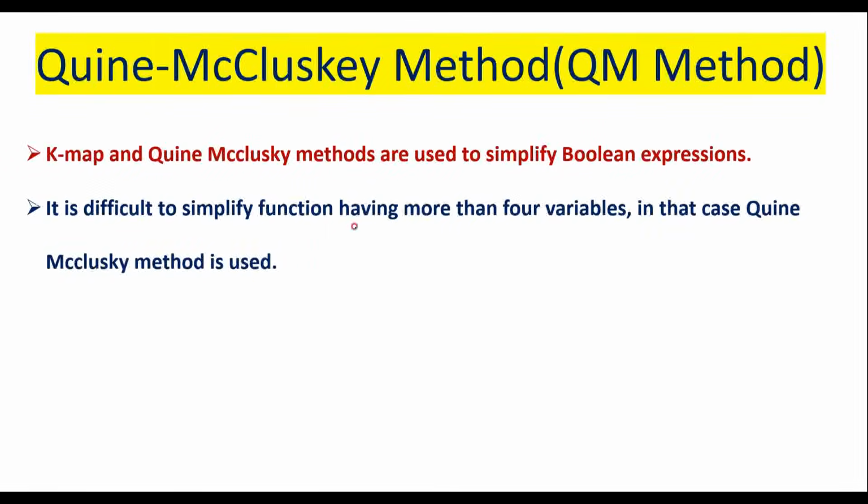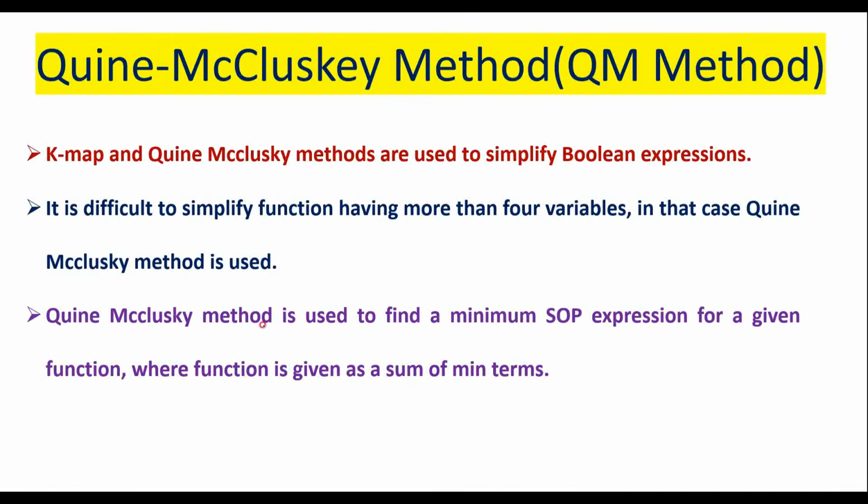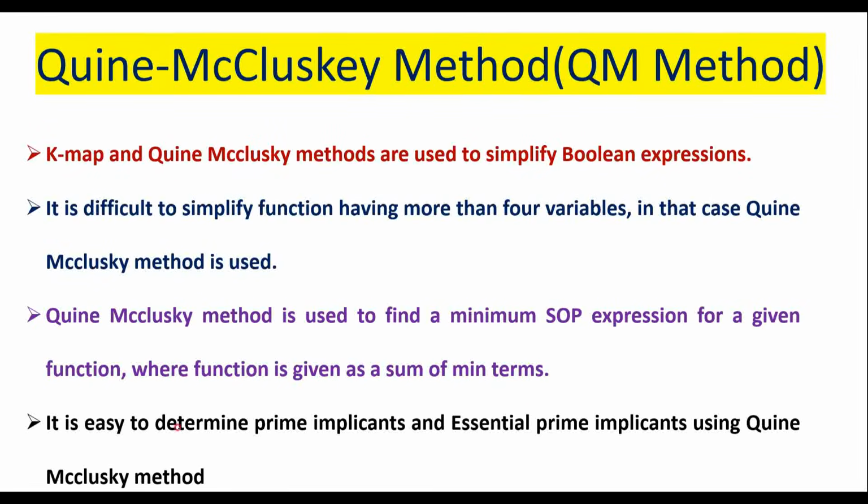If the number of variables is more than 4, then it is very difficult to simplify the function using K-map. In that case, we prefer using the Quine-McCluskey method. The Quine-McCluskey method is used to find the minimum sum of product expressions for a given function, where the function is given as a sum of minterms. It is easy to determine prime implicants and essential prime implicants using the Quine-McCluskey method.